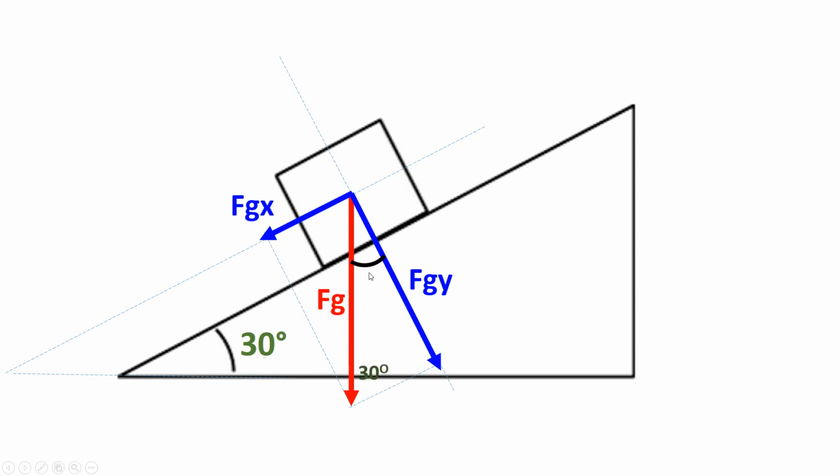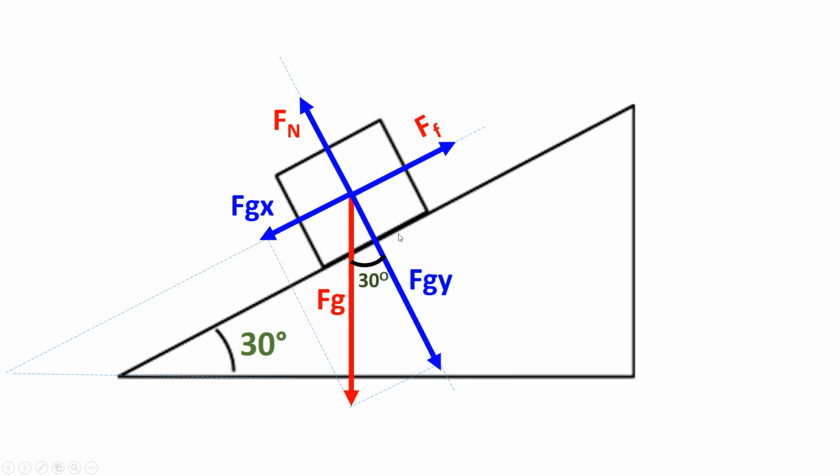This angle is the same angle as this ramp. To complete this free body diagram, here we have our friction force that opposes the motion, and here we have our normal force, which is normal to the contact surface.